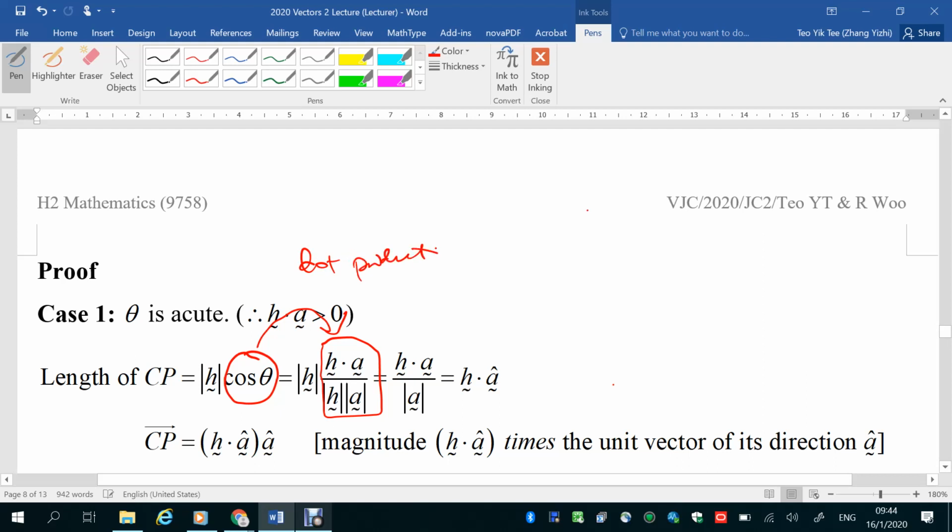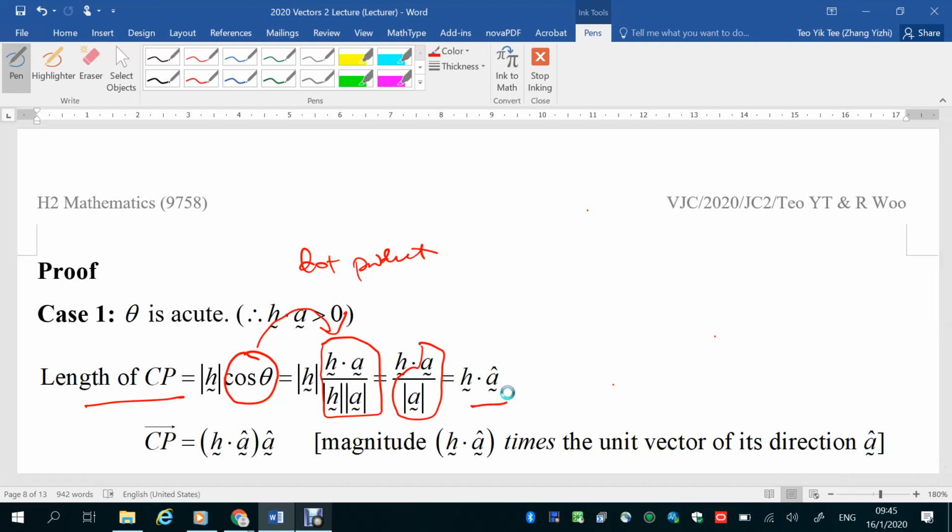Then what you're going to see is the magnitude of H will cancel off mathematically, and you're left with H dot A over magnitude A, which is actually H dot A hat, because vector A divided by its magnitude is actually the unit vector. So this is the formula for the length of your projection: H dot A hat.